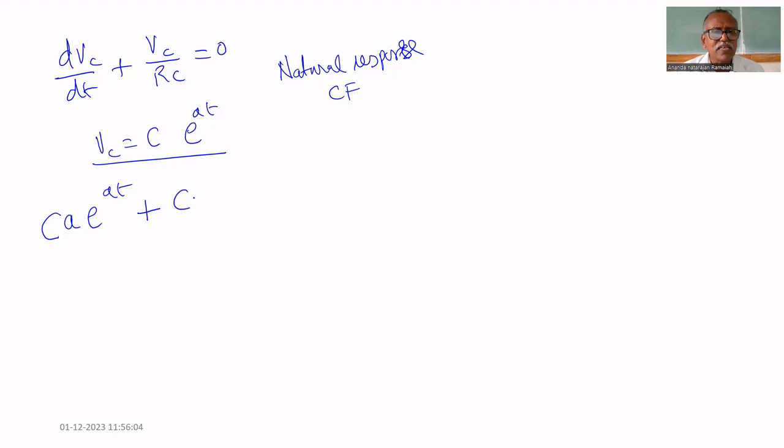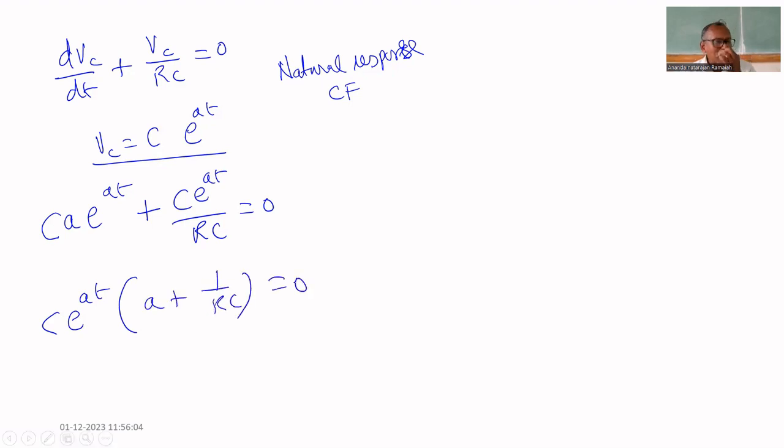What is Vc? Vc is C e power at, divided by Rc, equal to 0. Take C e power at outside. What is the remaining? A plus 1 by Rc equal to 0. C e power at is not equal to 0. If it is 0, why am I assuming it as a solution? C e power at being 0 means then also it is a solution. Substitute Vc equal to 0. It satisfies, but that is not our aim. We need a non-zero value.